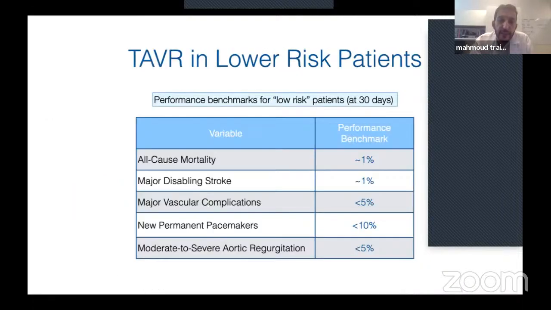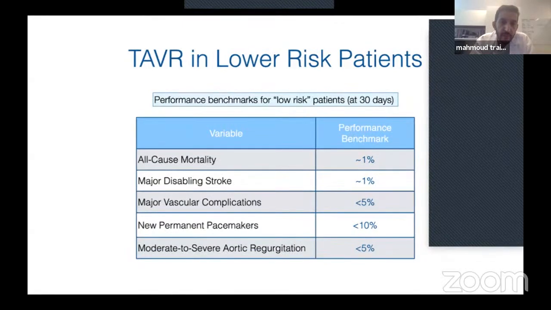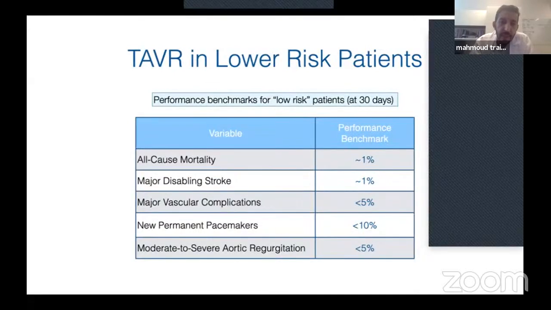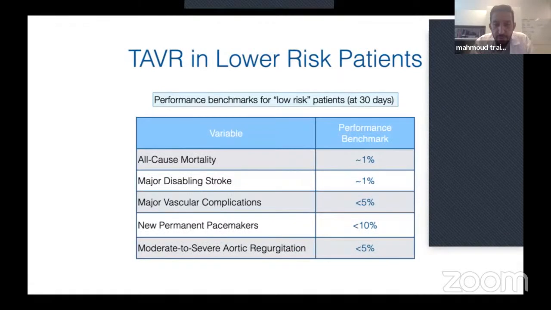So when we start discussing TAVR potentially in lower risk patients, what are the outcomes that we need to meet? We need to be able to achieve very low risk data, as surgeons have been able to achieve with these low risk patients over the years. So the benchmarks are mortality of 1%, stroke rates of around 1%, vascular complications below 5%, permanent pacemakers less than 10%, and dramatically reduced moderate to severe AI.